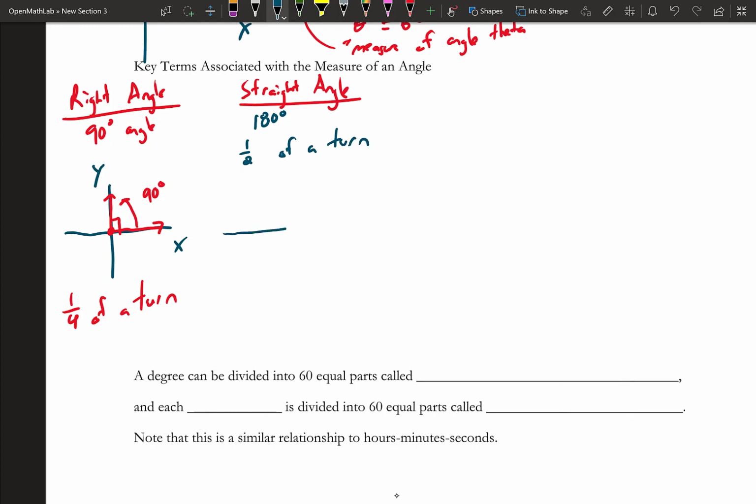So to draw this, we would have something like this. It makes a line, like a straight line: straight angle, straight line. That's how I remember that. So this would be 180 degrees. And then two other terms that we use are acute angle and obtuse angle.